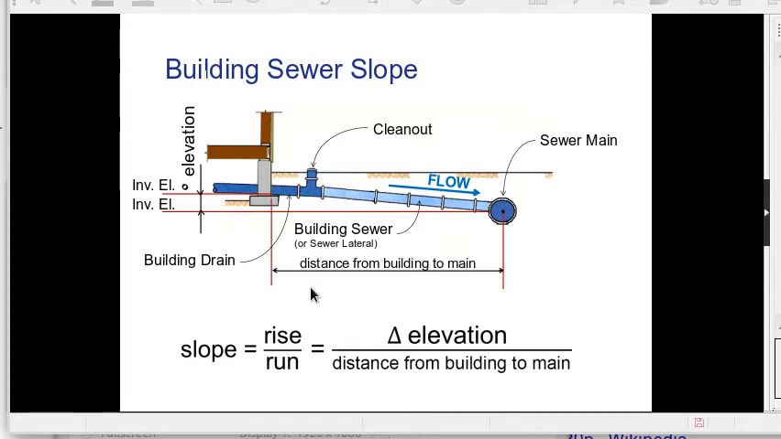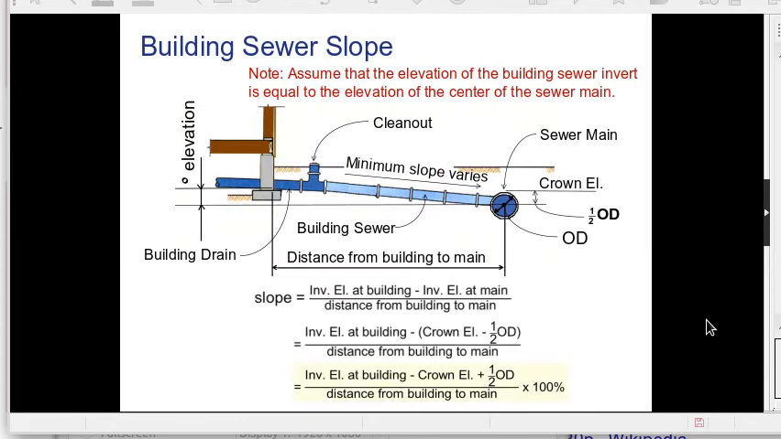The other distance we need is the distance from the edge of the house to the center of the sewer main. We'll call that the distance from the building to the main. All right, looking at this slide, there's a lot going on here. I really like this version of the formula because it makes the most sense. So let's talk about this.